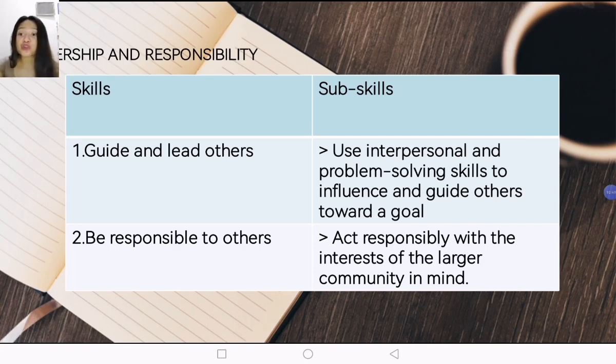A sense of imitation should always be addressed and seen towards you. So next, we have to be responsible to others. Even if we say that we don't care about other people, actually, they are our responsibility. So next, its sub-skill is to act responsibly with the interest of the larger community in mind.